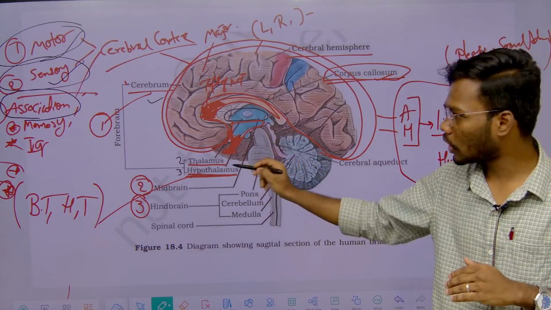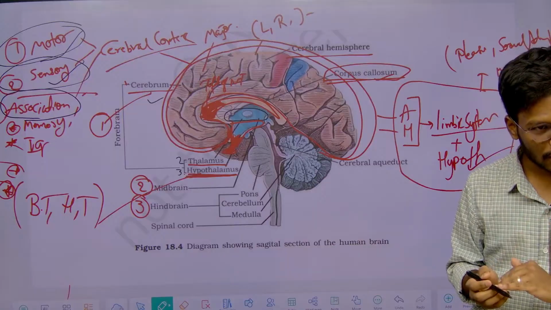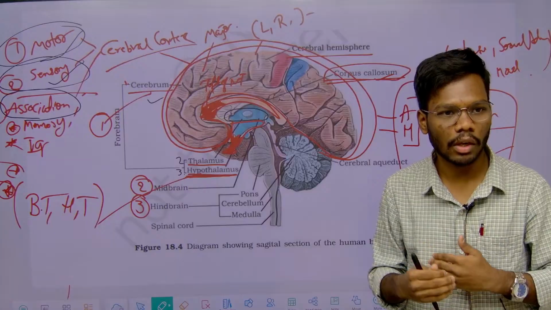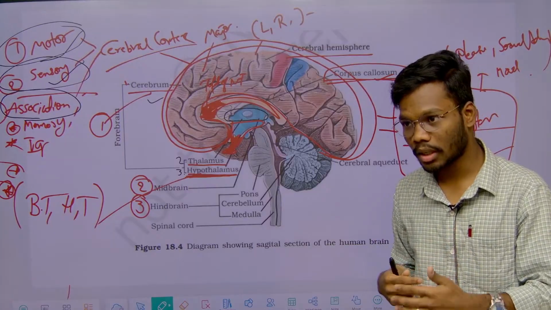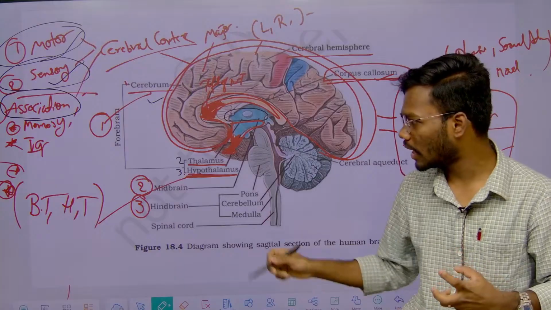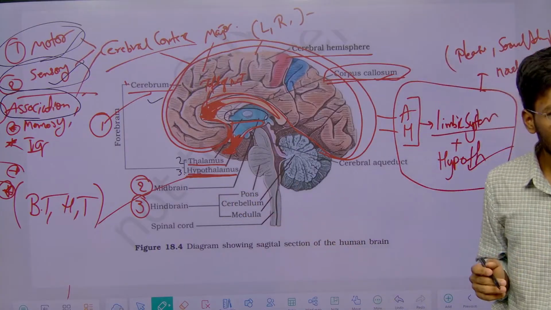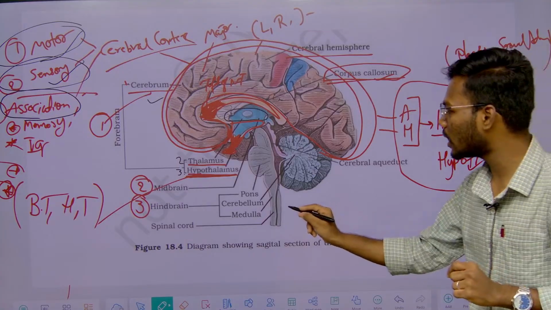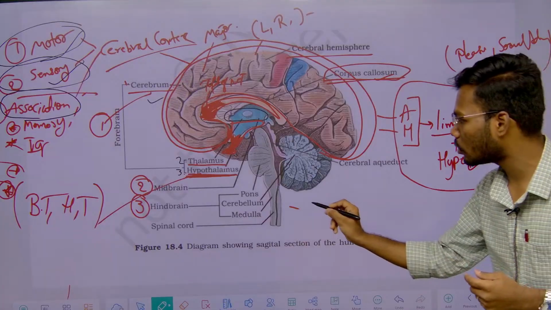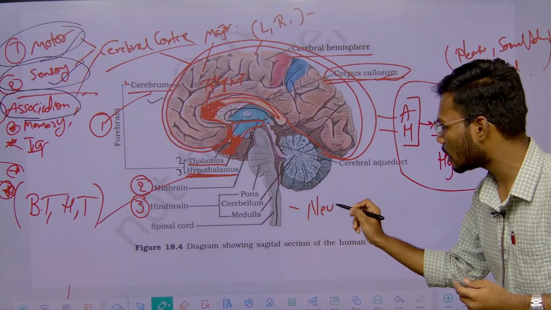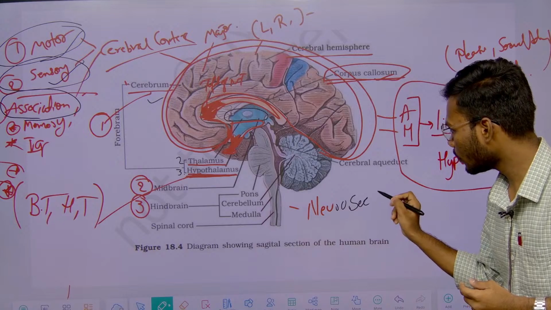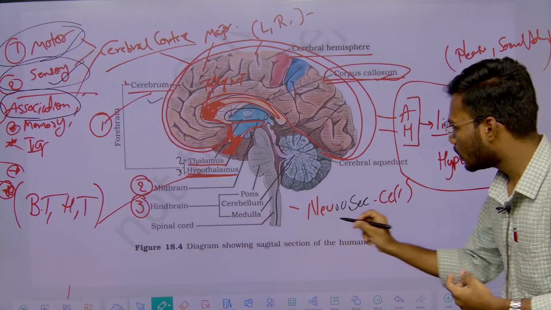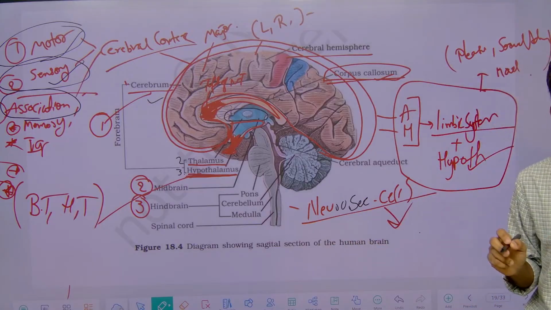It is surrounded by the cerebrum, and beneath the thalamus we have the hypothalamus, which performs different functions like regulation of body temperature, thirst, and hunger. These functions are done by the hypothalamus. And there is one important thing: the hypothalamus has some very important cells. These are called neurosecretory cells. Sir, what are these neurosecretory cells? These are the cells which release hormones.